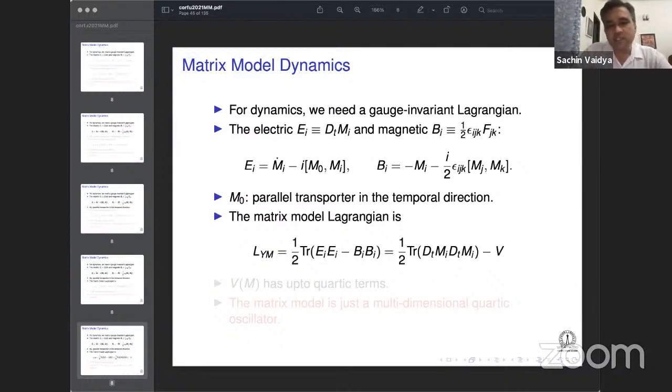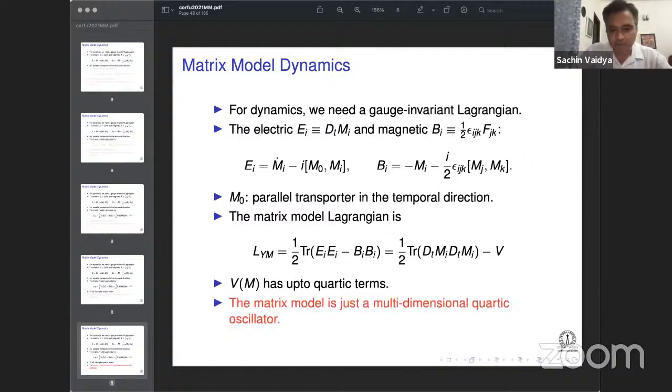The matrix model Lagrangian is simply half trace of E squared minus B squared. This is our favorite Lagrangian. This is the Lagrangian for QCD or any Yang-Mills theory, if you like. And I've written out trace of B_i squared as V because in this model, you can think of this V as a potential for a particle moving in some multi-dimensional space. And because V is the square of B, it has terms up to quartic, and therefore the matrix model is nothing but a multi-dimensional quartic oscillator.